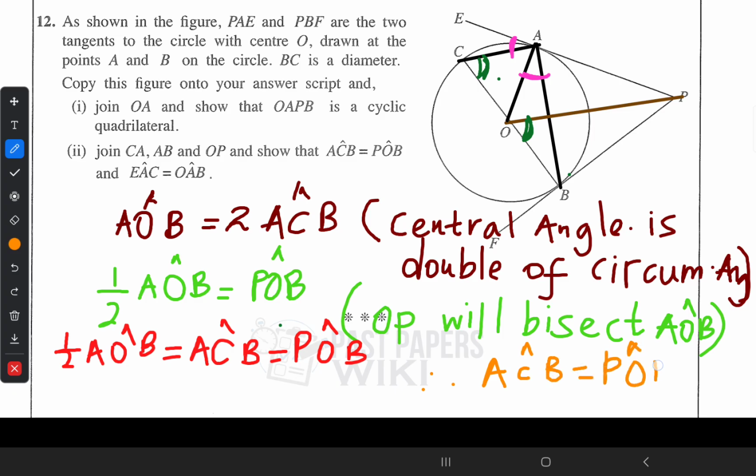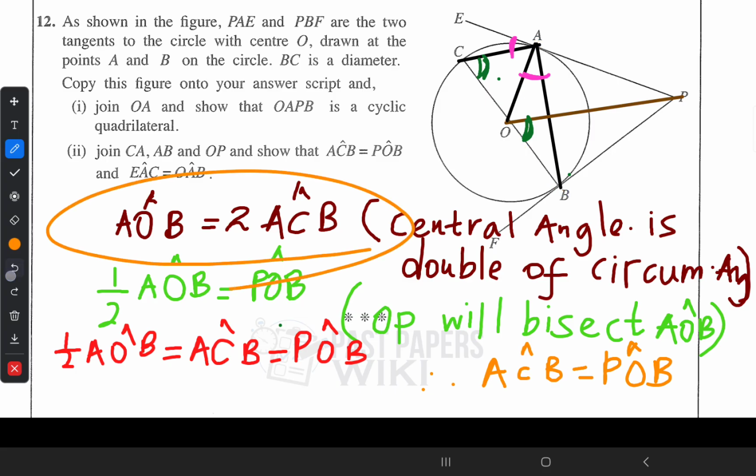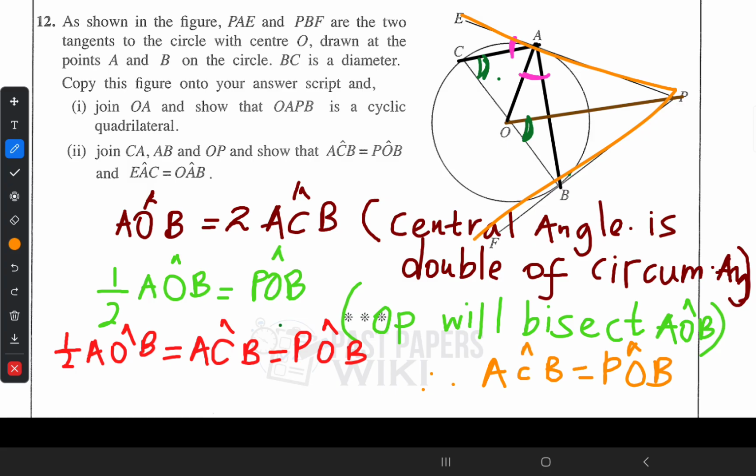I also made many mistakes while doing the question. Think about it. This is the angle subtended on the circumference. This is the angle subtended on the center. So that is double the circumference angle. Then we know that the intersection of these two tangents, when you connect the midpoint, will bisect this total central angle. So likewise, we just denoted our second one as well.